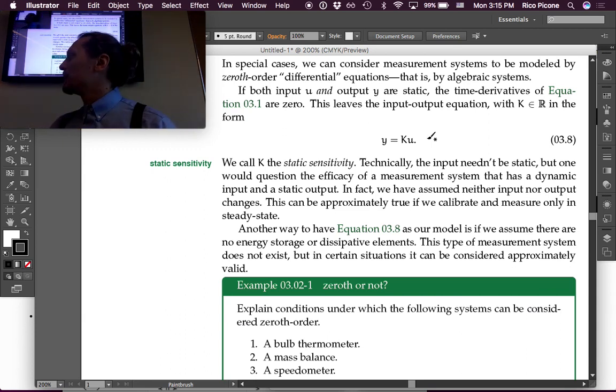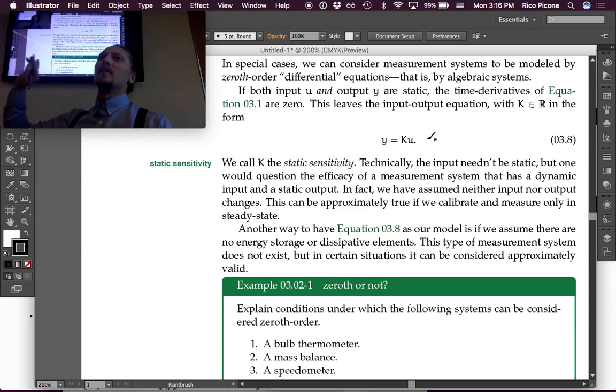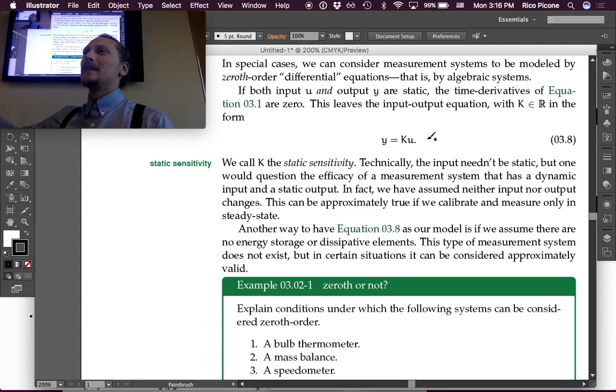This type of measurement system does not exist, but in certain situations it can be considered approximately valid. Much more frequently we will say the zeroth order model works for a measurement system because we're just going to consider steady state situations. Nothing's changing, the input's not changing, the output's not changing, we wait until everything is nice and steady, and then there's just a gain between the input and the output. And if the measurand changed at all, then we have to wait until the output is steady again before we take the measurement. Otherwise we wouldn't expect this equation to hold at all. Okay?